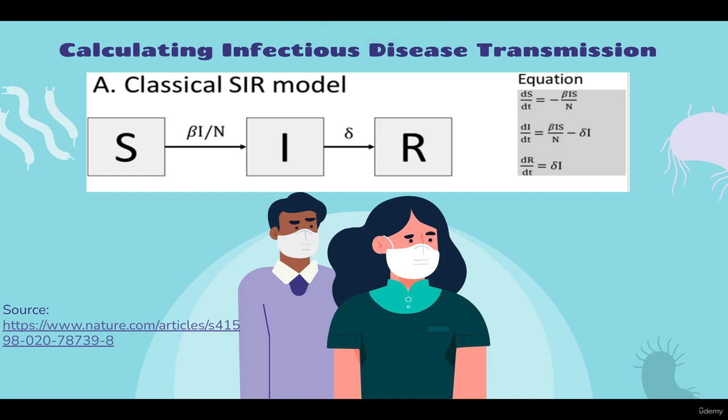In this video, we are going to learn step by step how to calculate infectious disease transmissions using the SIR model. As you can see, we're going to utilize three equations.